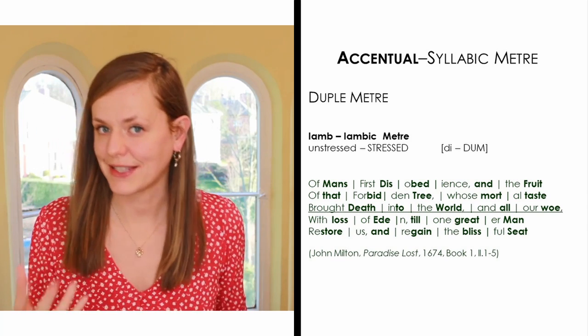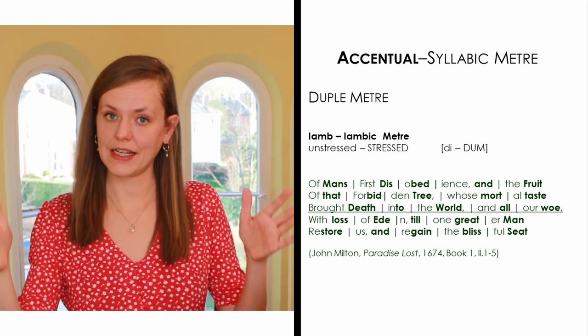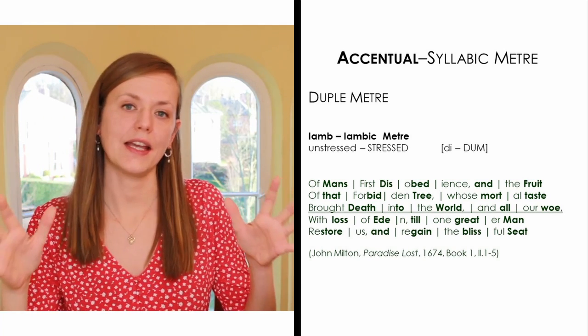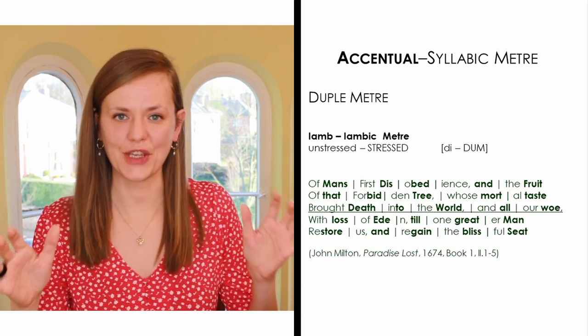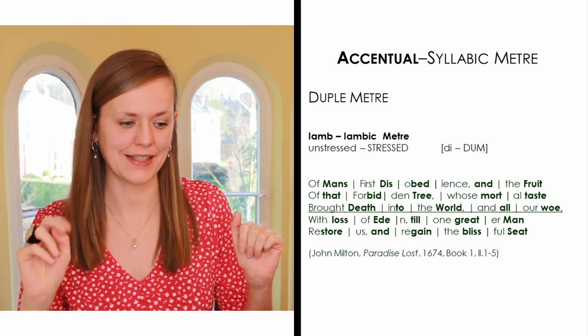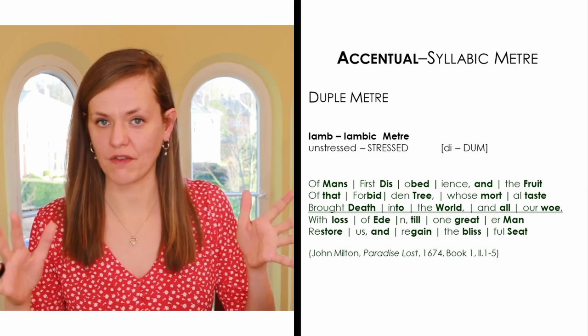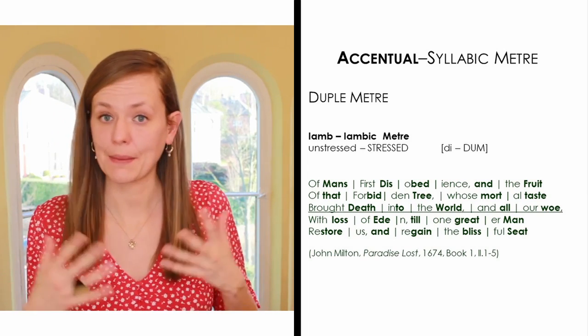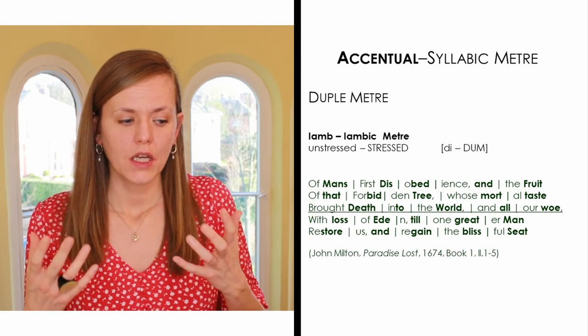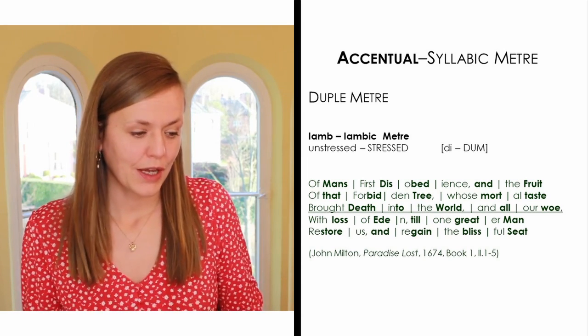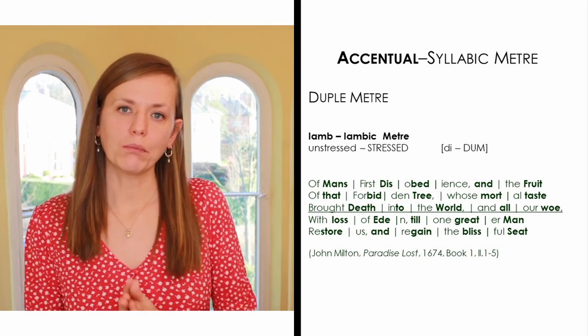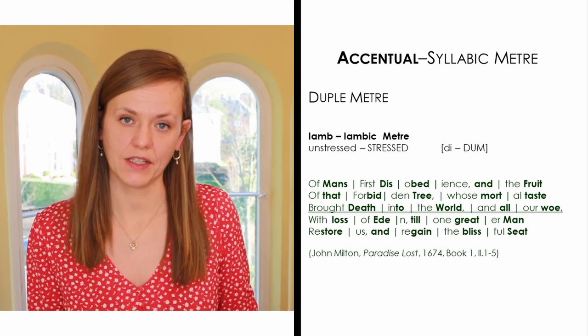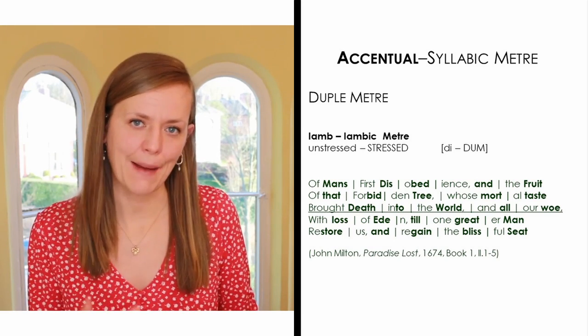And it's pentameter because there are 10 syllables in the line. It's in duple meter, so each metrical foot has 2 syllables. It's disyllabic. So that means overall there are 5 metrical feet, which means it is pentameter. So in line 3, particularly, all the important words are emphasized by the iambic rhythm.